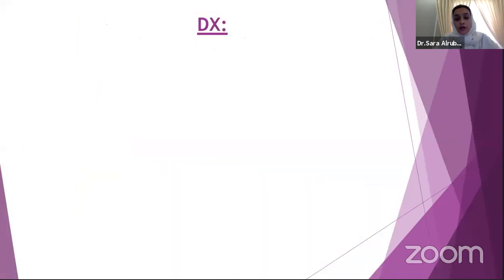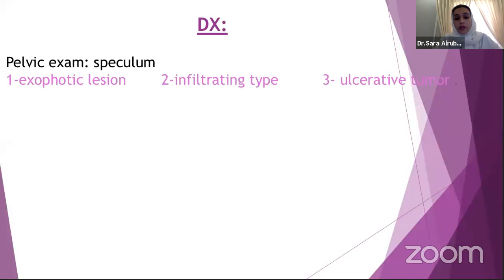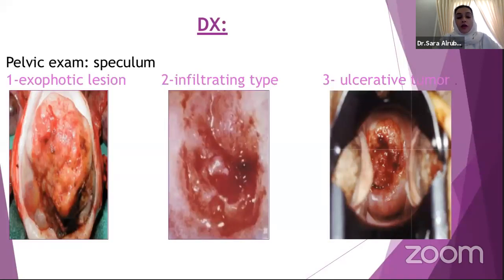So how can we diagnose our patient? After the history and physical examination, we have to do a pelvic exam. We have 3 common lesions. The exophytic lesion: this type of lesion comes through the exocervix, and usually it comes like a polypoid structure, very fragile, and bleeds on touch.